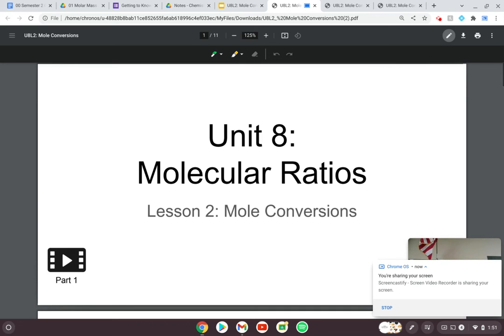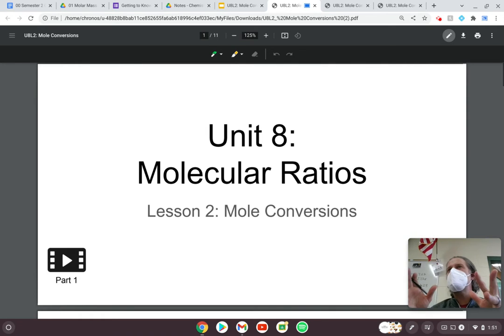So this part of the unit is about mole conversions. We've already done mole conversions before, okay? But there's just an added twist to it that makes it not any more difficult, just maybe a little bit more in terms of stuff you might have to do.